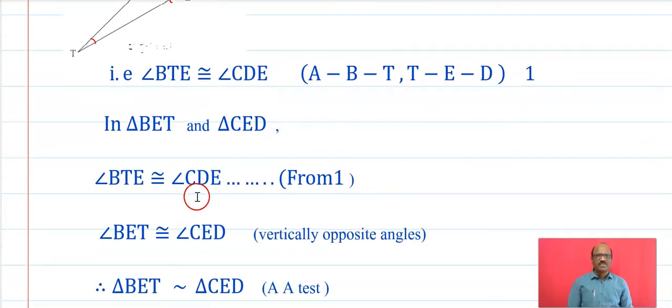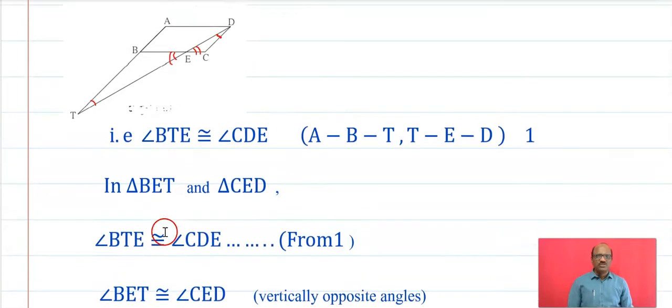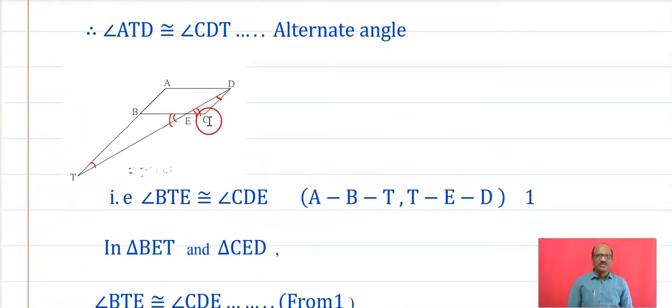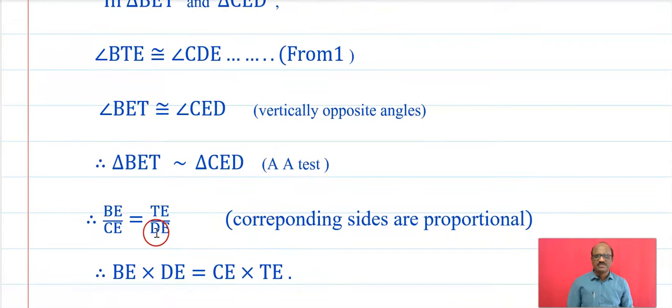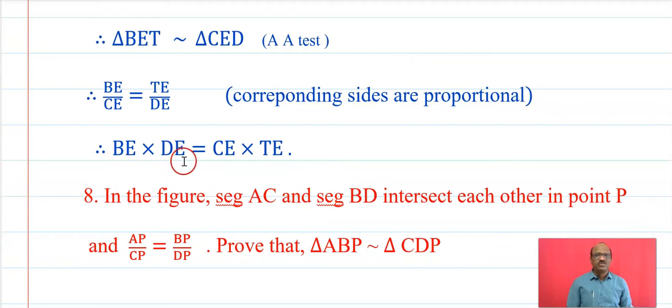CED, what's happening? The measure of angle BTE is congruent to the measure of angle CDE. Also, the vertically opposite angles, that is angle CED is congruent to angle BET. These are the vertically opposite angles. Therefore, triangle BET is similar to triangle CED by the angle test. As these two triangles are similar, therefore BE upon CE is equal to TE upon DE. Corresponding sides are in proportion, and therefore BE into DE is equal to CE into TE.